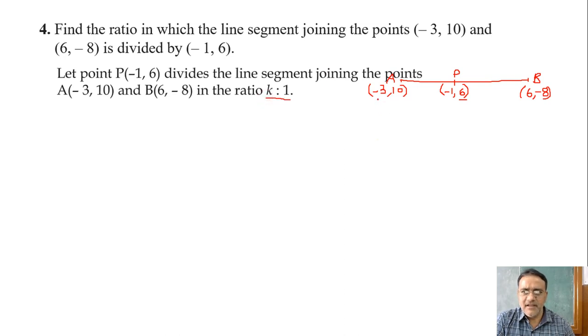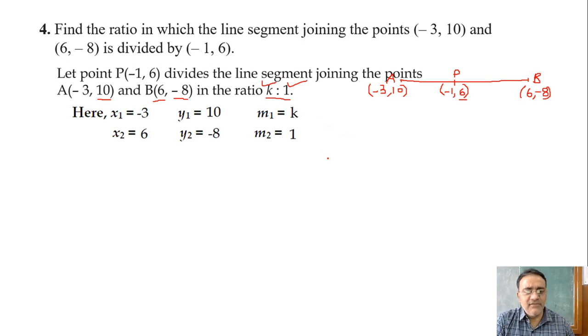So now what is x1 here? Minus 3, and y1 is 10, x2 is 6, y2 is 8 and m1 is k and m2 is 1. Now we'll write the formula. Just now I told you that I would like to use 6. 6 is the y coordinate, so I will write the formula for y coordinates. So look at the y coordinate formula: m1 y2 plus m2 y1 upon m1 plus m2.